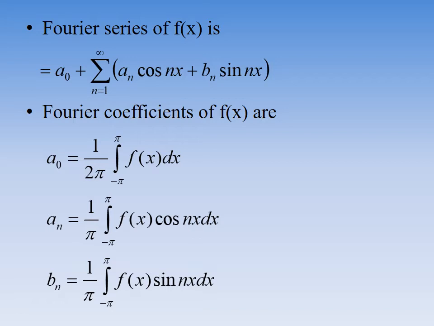a naught is equal to 1 by 2 pi integral from minus pi to pi f of x dx, and a n is equal to 1 by pi integral from minus pi to pi f of x cos nx dx, and b n is equal to 1 by pi integral from minus pi to pi f of x sin nx dx.